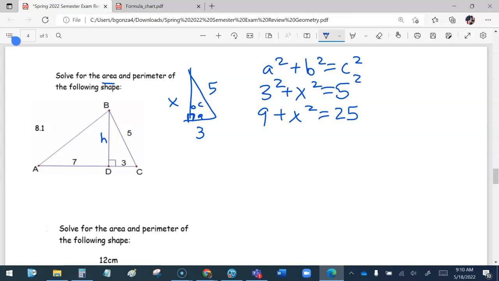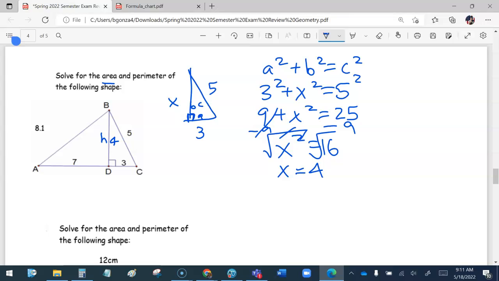Now, notice, when you're missing a leg, x is not over here in the c position. X is right here. So when you're solving for x, you first have to get rid of this positive 9 by subtracting 9. What is 25 minus 9? 16. And then you're going to get rid of the square by square rooting both sides. So x equals 4. All right, so this height right here is 4.